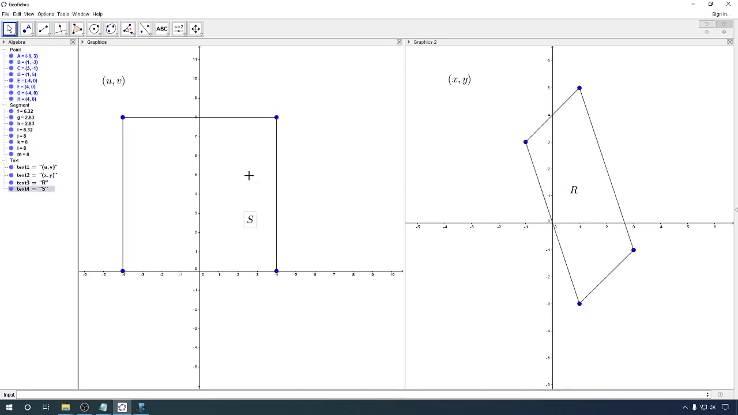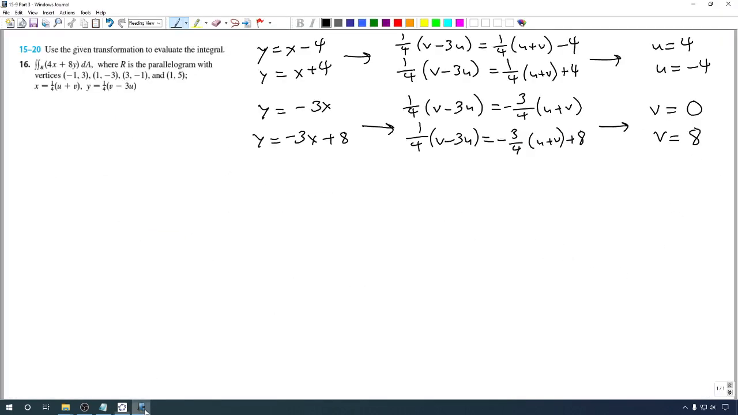And that is going to be S. It actually is a square, though that's not really too important. The important thing here is that it's a lot easier to integrate over this rectangle than it was over this parallelogram. But we can integrate over that instead of that. But we do need to actually compute the Jacobian. What is the Jacobian of this transformation?